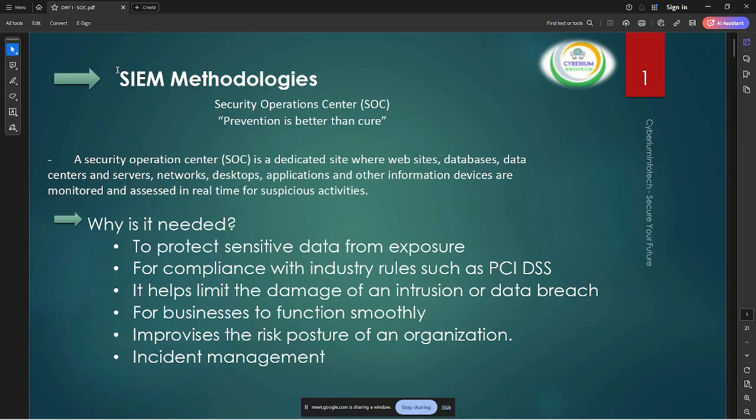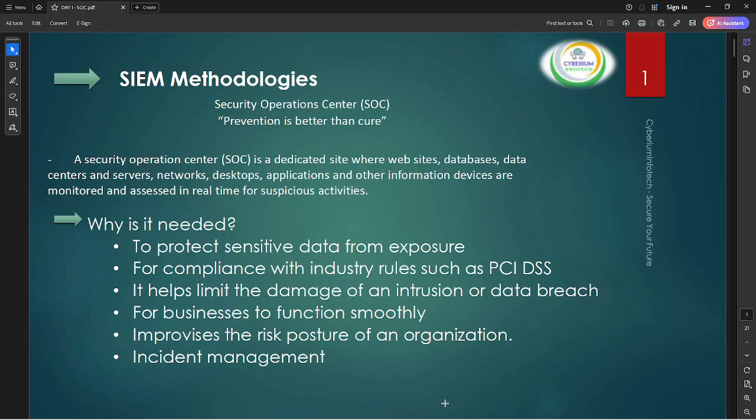Last class we already talked about what the SIEM and the SOC are. We have talked about that there is no chance of 100% prevention from the attacks of cyber security. That's why we have to monitor the organization 24 by 7. After that we can detect the threats, malware or anything. After that we can mitigate the things.